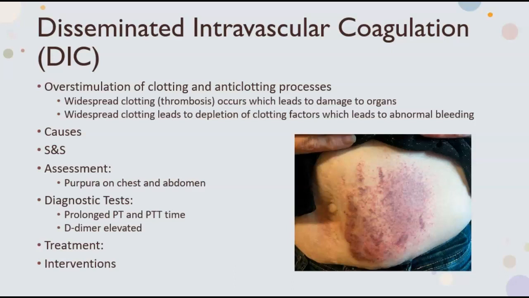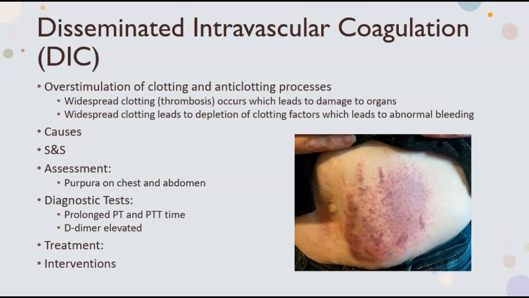Diagnostic tests for DIC. They will have a prolonged PT and PTT. They will have a low platelet count, a deficiency in fibrinogen, a deficiency in factors 5, 7, 8, 10, and 11, and the D-dimer will also be elevated.